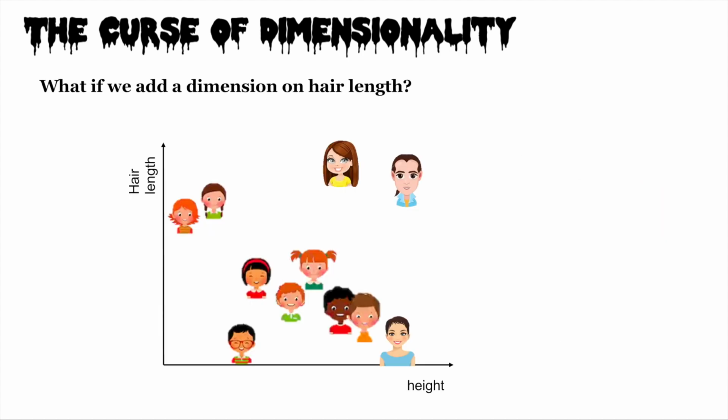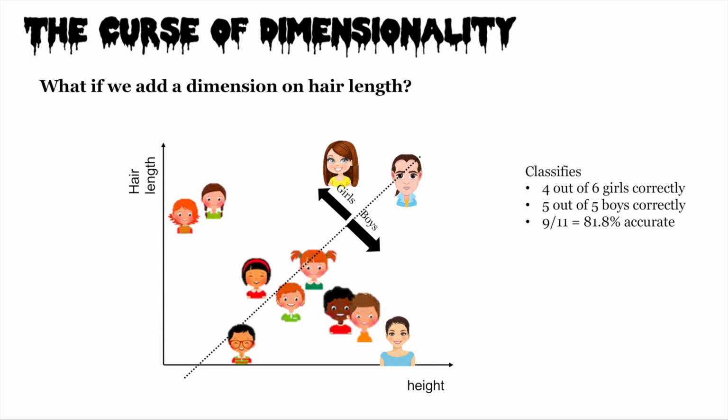So what if we add a dimension on hair length? So this is now getting a little bit more unreliable. Nevertheless, in general, the girls in this sample do have longer hair, with some exceptions. So if we fit a decision plane as a function of height and hair, with all the samples found above the line labelled as girls and all the samples below the line as boys, we can do a slightly better job. With 4 out of 6 girls correctly classified and 5 out of 5 boys correctly classified, giving us an 82% accuracy.